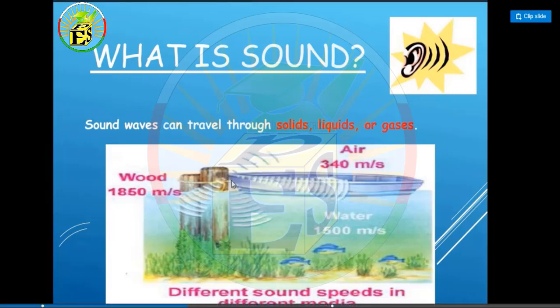Here you can see wood is a solid. Sound travels through a solid at a speed of 1850 meters per second. Air is a gas. In air, sound travels with the speed of 340 meters per second. Water is a liquid. Sound travels in water with the speed of 1500 meters per second. So from here you can guess that sound travels fastest in solids, slowest in gases, and in between in liquids.